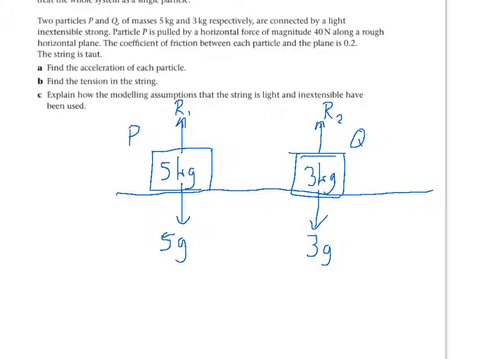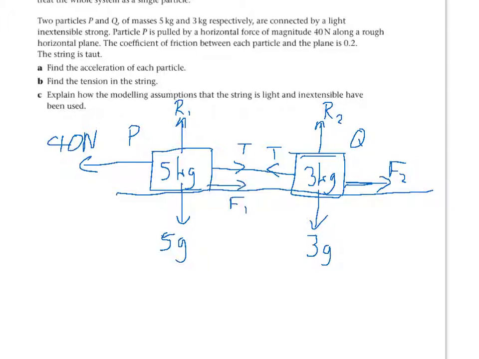Now we're told that P is being pulled along by a force of magnitude 40 newtons. We're also told that these two particles are connected by a light inextensible string, and there must be a tension. Those tensions will be the same. Also, because it's a rough horizontal plane, we have to take into consideration friction, and the frictions will be different for particle Q and particle P. We're also told that the coefficient of friction is 0.2. That is everything we are told from the information.